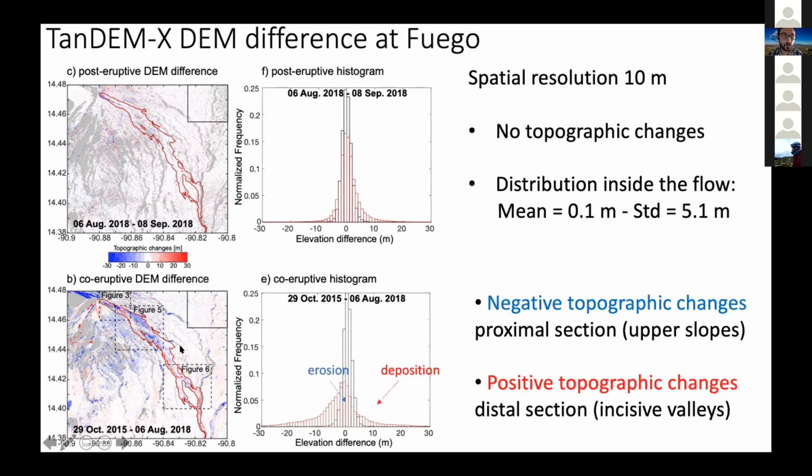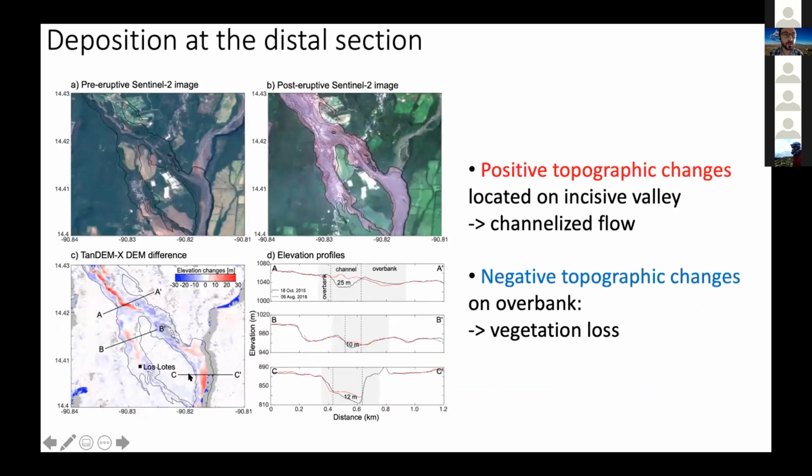So now I'm going to zoom first on the distal section to show you how it looks compared to the Sentinel data. Here you clearly see this channelized flow with positive topographic change up to 25 meters. Then on the overbank around this positive change, you see quite a clear negative change, and that corresponds to a vegetated area. So we think this is due to some loss of vegetation.